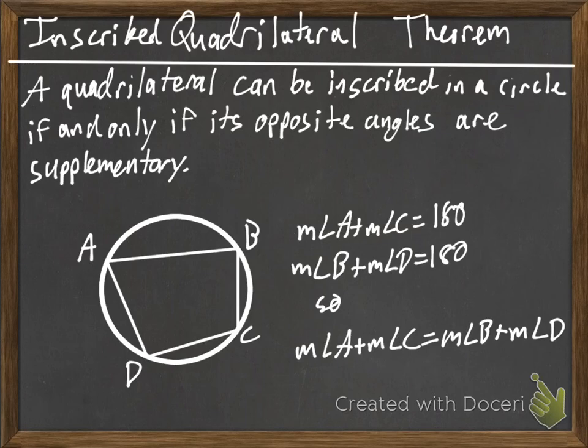So the measure of angle A plus the measure of angle C equals 180 degrees. Then the measure of angle B plus the measure of angle D equals 180. We can say that this is an inscribed quadrilateral. We can also say that the measure of angle A plus the measure of angle C equals the measure of angle B plus the measure of angle D, which could help us solve some equations. If we know what A, B, and C are and we're trying to find D, we could use that. And there's all sorts of different things that we can do with that.